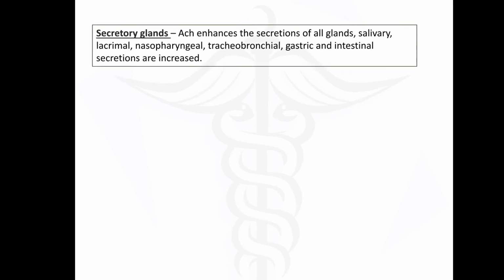Next, in secretory glands, acetylcholine enhances the secretion of all glands like salivary, lacrimal, nasopharyngeal, tracheobronchial, gastric, and intestinal secretions. Sweating is also increased. Enhanced bronchial secretions and bronchospasm result in severe dyspnea. This is one of the ADR or adverse drug effect that we have to note down here. That is, increase in bronchospasm may result in severe dyspnea.